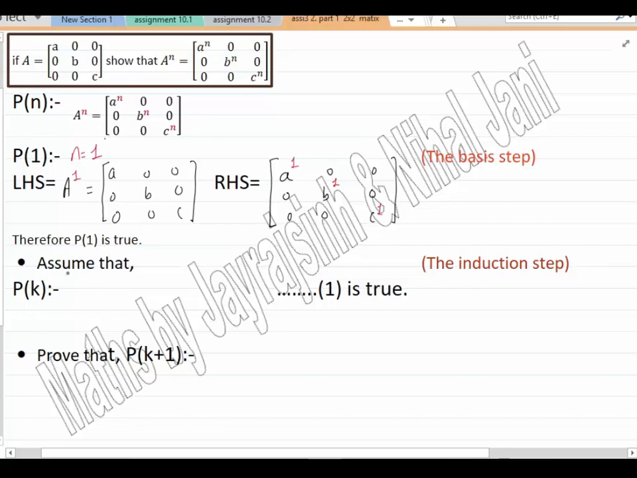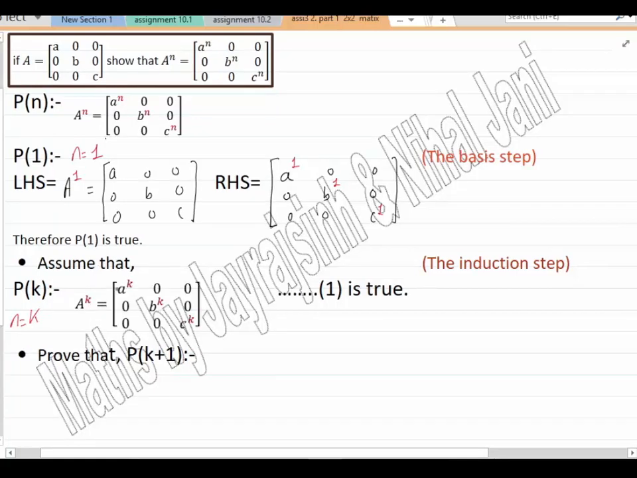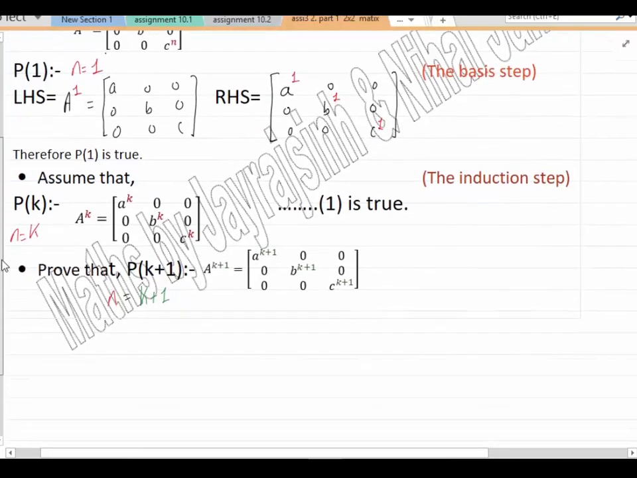The next step is the induction step, in which we have to assume P of k is true. P of k can be obtained by putting n is equal to k. So our P of k will be A raised to k is equal to small a raised to k, 0, 0, 0, b raised to k, 0 and 0, 0, c raised to k. Let's call it equation number 1. Using this we have to prove P of k plus 1, which can be obtained by putting n is equal to k plus 1. So here we will get A raised to k plus 1 is equal to small a raised to k plus 1, 0, 0, 0, b raised to k plus 1, 0, 0, 0, c raised to k plus 1. So let's begin from the left hand side.